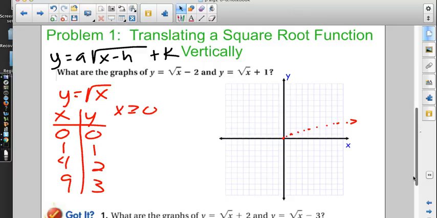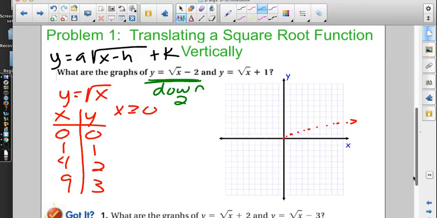All right, you ready? Changing colors. Here's what I have to think. Is that an H or a K? I mean, I already have the shape. Well, it's not with the x underneath the radical, so it's not an H, it's a K. This is an up or down, and this is going down 2. So I have to take this graph and move it down 2.